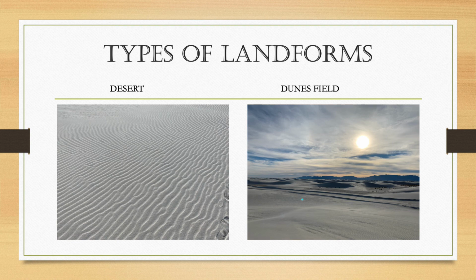What exactly can be seen at the national park? Well, the park is 275 square miles and is comprised of vast desert and extensive dune fields. As you can see here in the pictures, the desert here and the dune fields there.